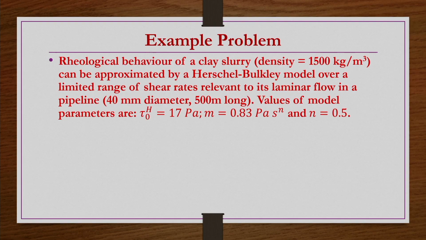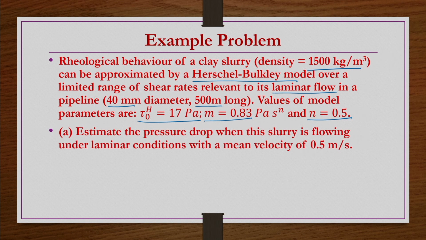case of Herschel-Bulkley fluid. So, one material, density 1500 kg per meter cube, is flowing through a pipe under laminar flow conditions. Pipe diameter is 40 mm, length is 500 meters. The material can be represented by the Herschel-Bulkley fluid model, where tau naught h is 17 Pascal, m is equal to 0.83 and n is equal to 0.5.